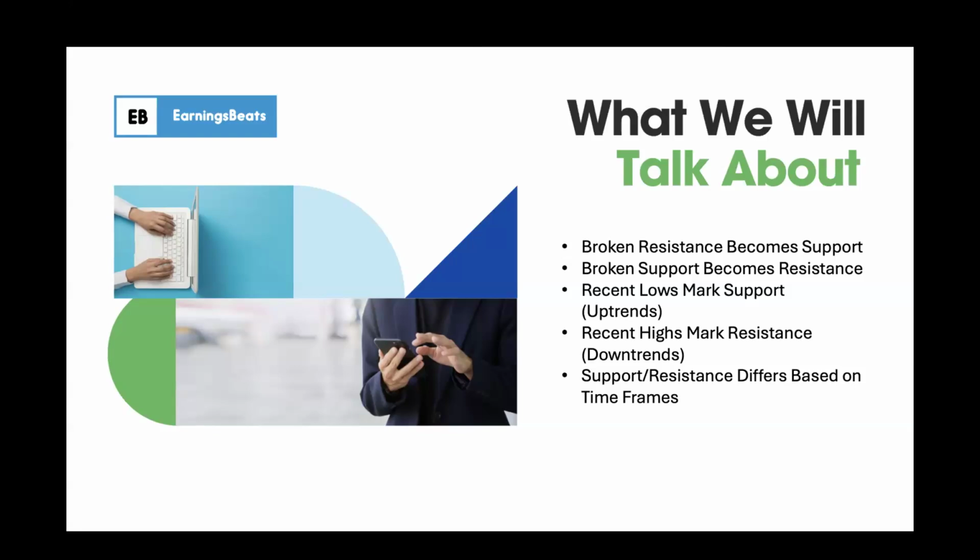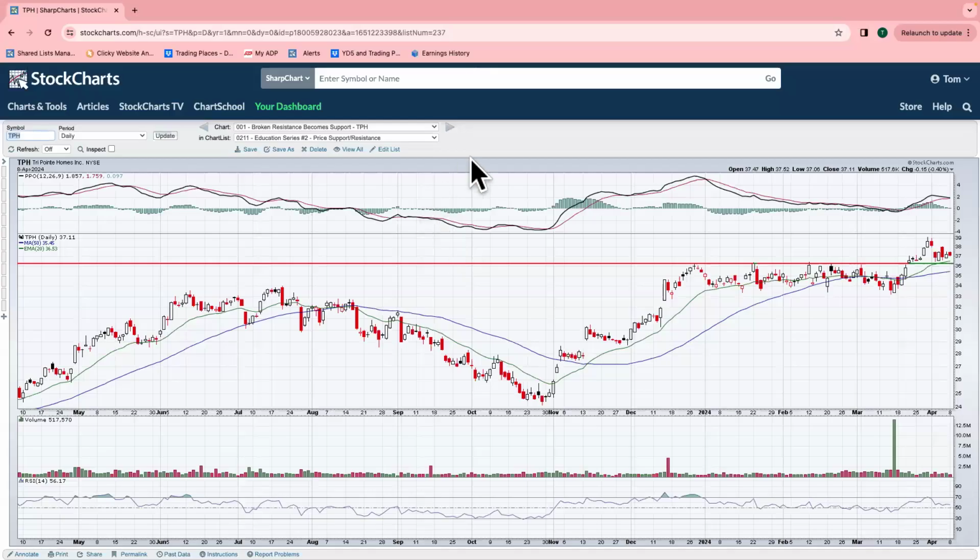Anyhow, let's go ahead and start with the broken resistance becoming support, because we're in an uptrend now in the overall stock market. So we see a lot more of this than we do broken support becoming resistance. That's more in a correction or even in a cyclical bear market, or definitely in a secular bear market. But let me go ahead and get this first chart up on your screen. You should see it now. It's Tri-Point Homes, TPH.